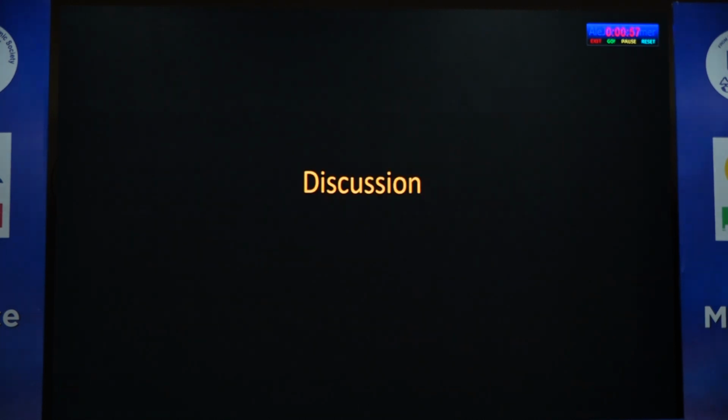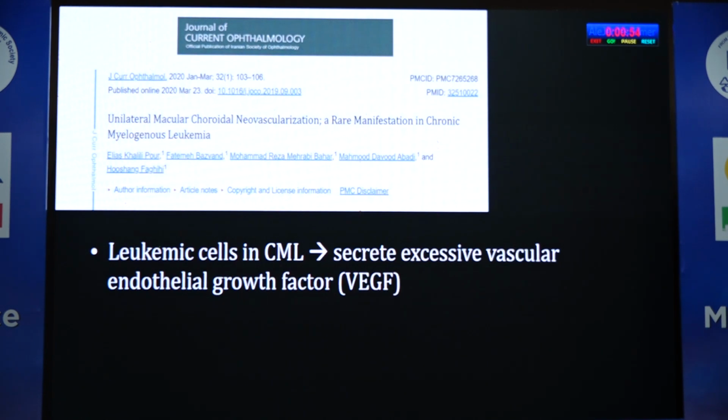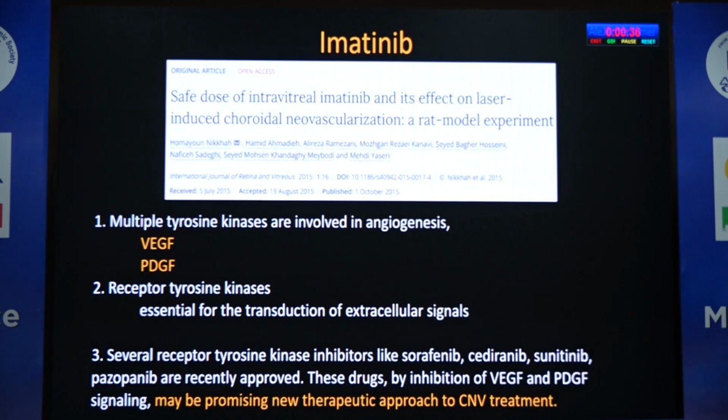Now, just for discussion, why can macular neovascularization occur in CML cases when you have these leukemic cells? They secrete excessive vascular endothelial growth factor, and they are known to cause macular neovascularizations. The second thought we had was, why not a leukemic infiltration? Because it has been shown that imatinib in itself will hamper the VEGF secretion. So now, a patient who already is on imatinib and who already is on anti-VEGF injections, right?